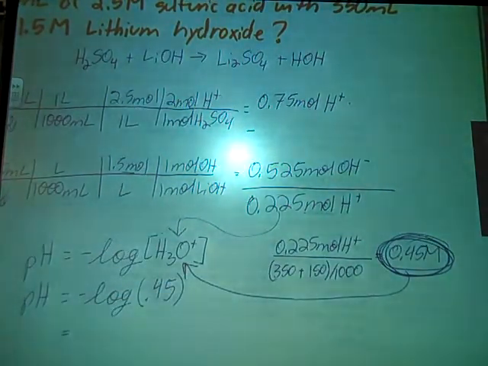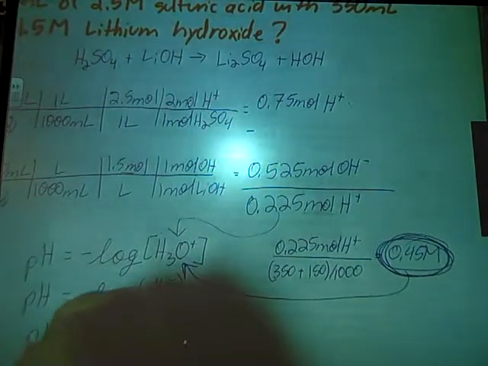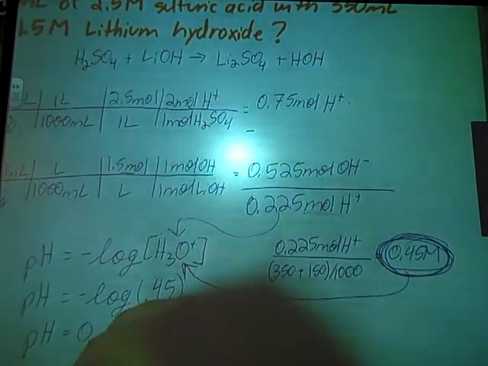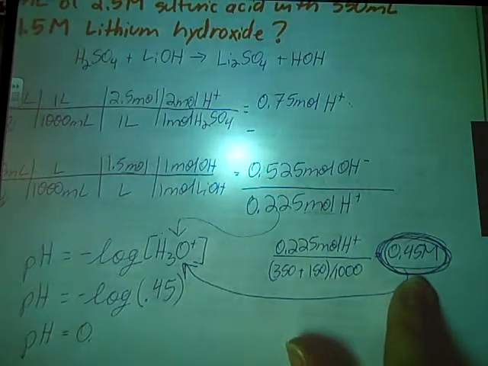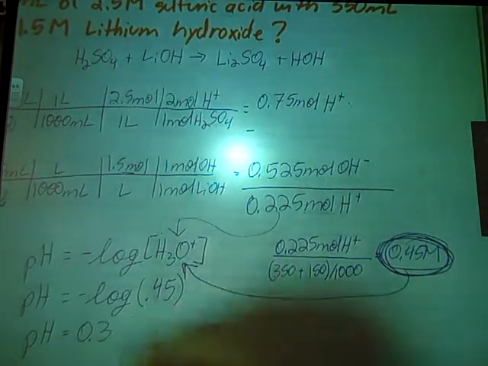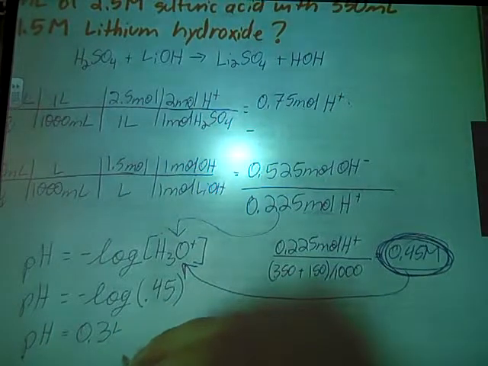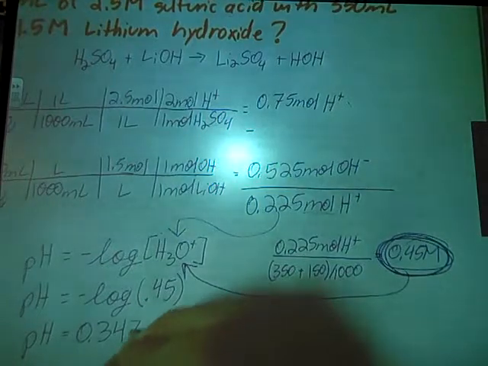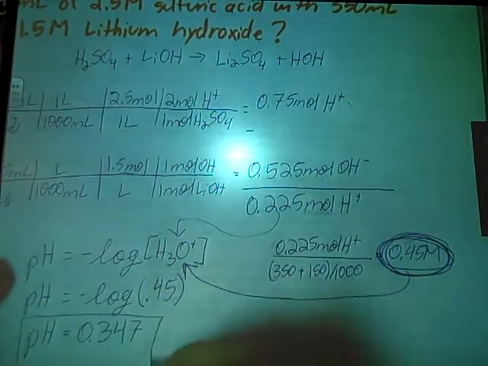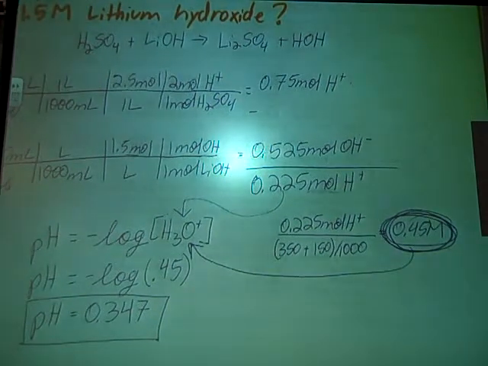So negative log of 0.45 gives us a crazy low pH. But that should make sense because that is a crazy high concentration of H+, if you remember the other problems that we did. How many sig figs can I have? All right, we'll have 3. So we have a crazy acidic solution.